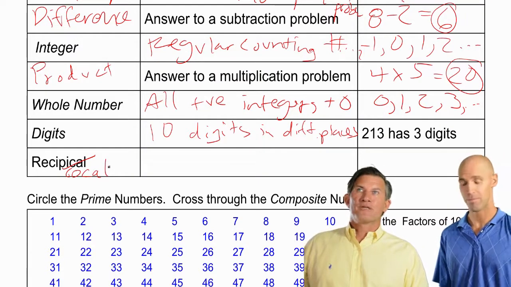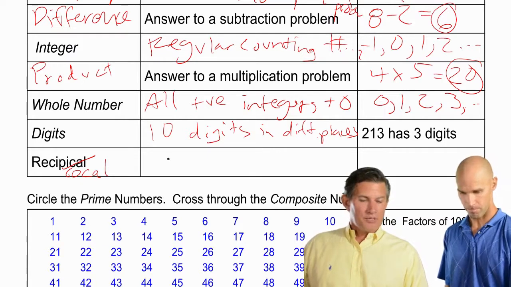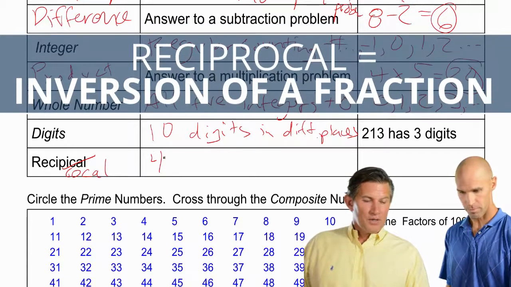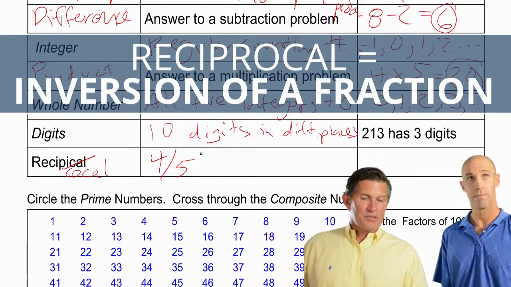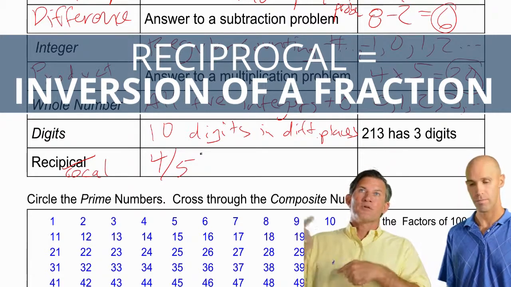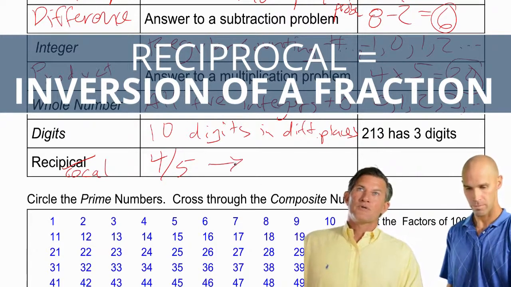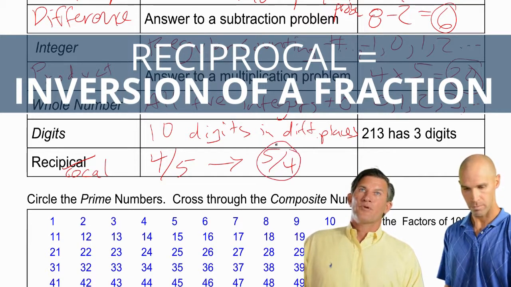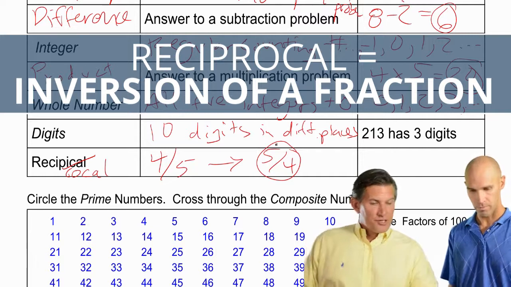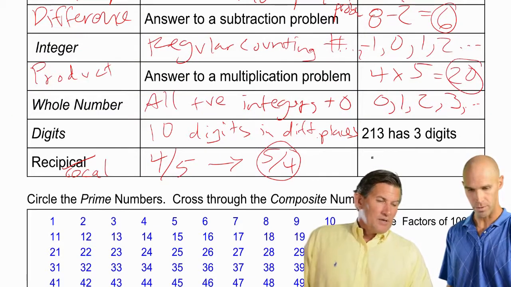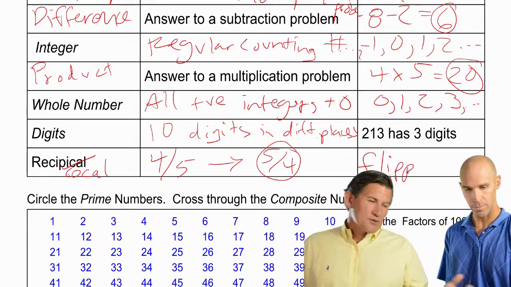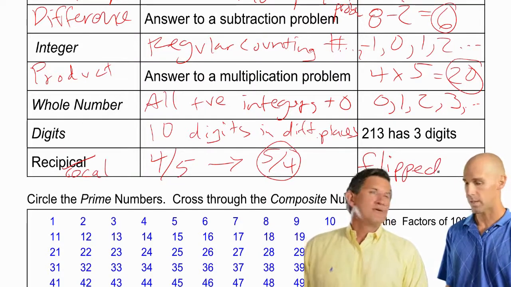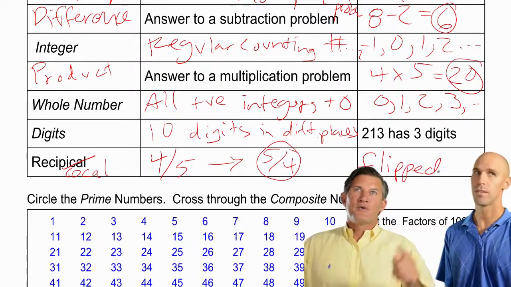So draw a fraction, and let's find the reciprocal. Just draw any fraction for me. Okay, 4/5. The reciprocal is just you switch the numerator and the denominator. So the reciprocal of that is 5/4, or 1 1/4. So it's just a flipped fraction. We flipped it, like the example.